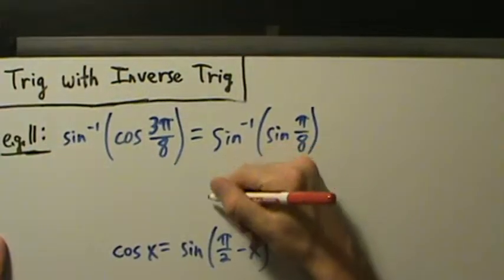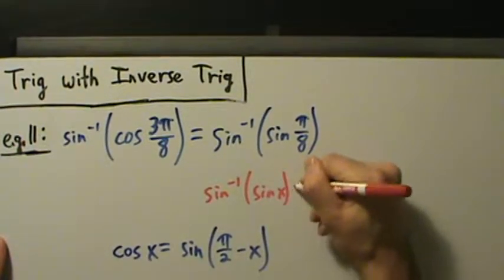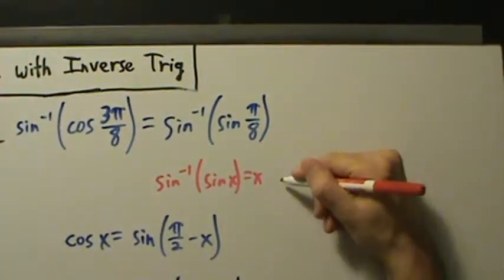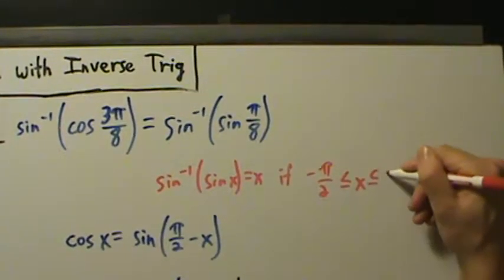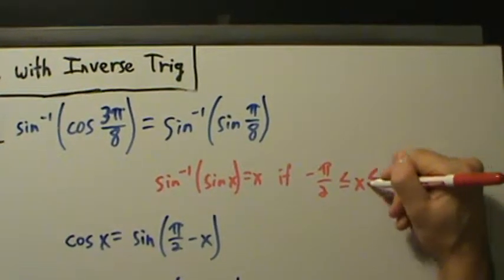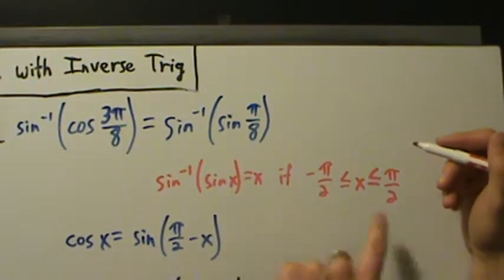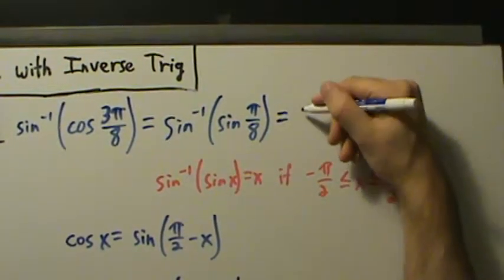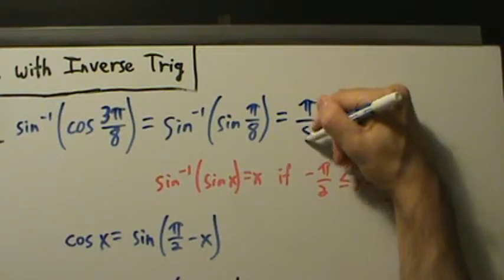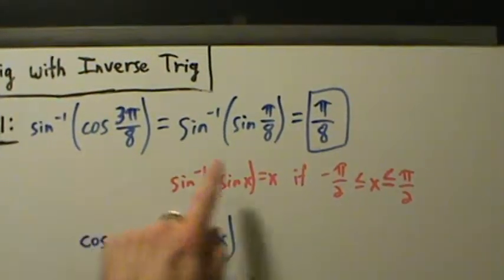Okay, so now the rule for canceling is inverse sine of x equals x if negative pi over 2 is less than or equal to x is less than or equal to pi over 2. And pi over 8 absolutely totally is. Okay, pi over 8 is between negative pi over 2 and positive pi over 2. So therefore, we can cancel. Okay, equals pi over 8. And that's the answer. Inverse sine of cosine of 3 pi over 8 equals pi over 8.